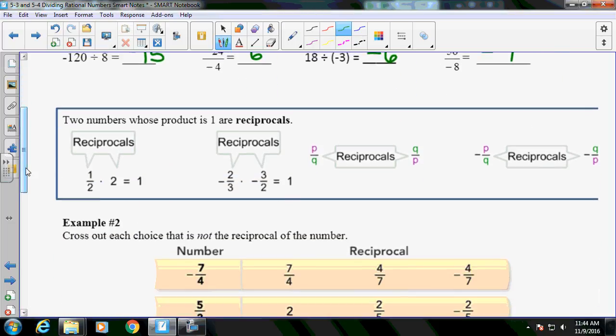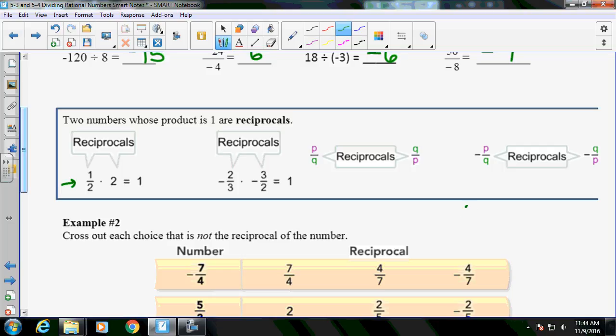Okay. So now if we move on, two numbers whose product is 1 are reciprocals. So I have 1/2 times 2. When I multiply those, I get 1. -2/3 times -3/2 gives me 1. So for the reciprocal, P over Q, its reciprocal is Q over P. And if I have -P over Q, its reciprocal is -Q over P.